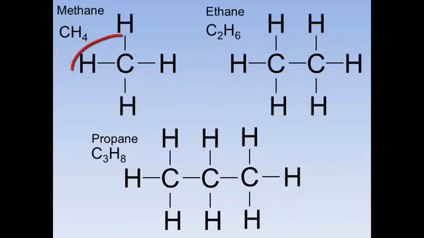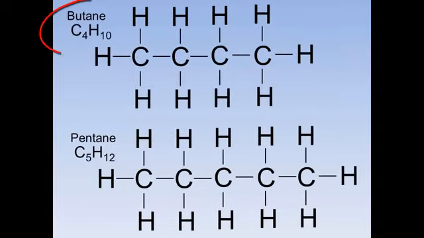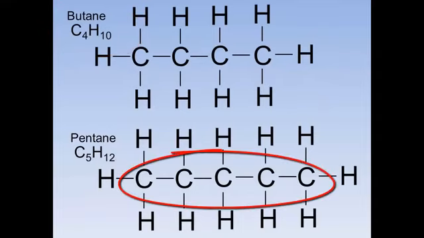The first one is methane. It's the simplest with only 1 carbon, CH4. We've got ethane with C2H6, propane, C3H8. Again, all of these are following the same general formula, CnH2n+2. Let's continue. When we have 4 carbons, we have butane, and when we have 5 carbons, we have pentane, C5H12.